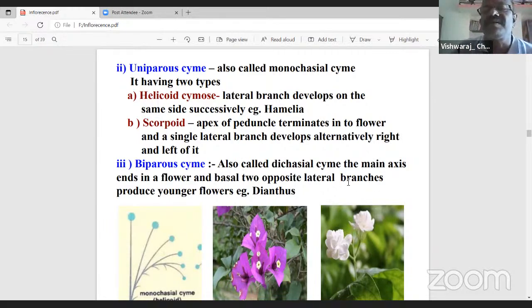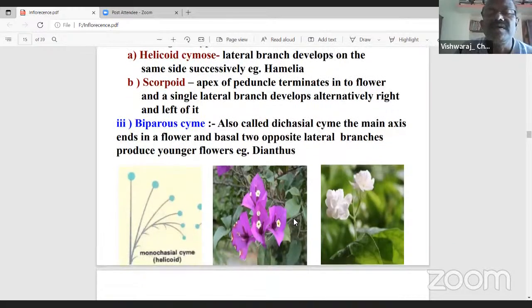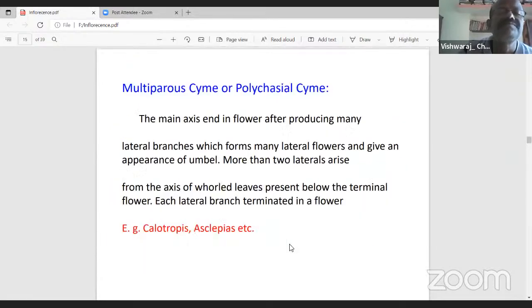Biparous or dichasial cyme: the main axis ends in a flower. This character is for cymose inflorescence. The main axis ends in a flower, and basal to opposite lateral branches produce younger flowers. Example, Dianthus. Here, this flower, the next side is flowers. This main branch flower, both sides are flowers, that is called dichasial.